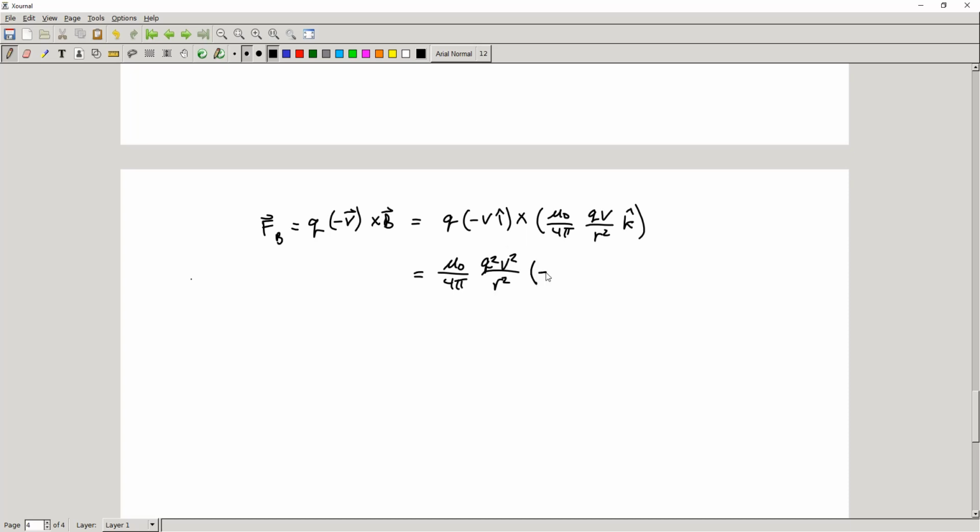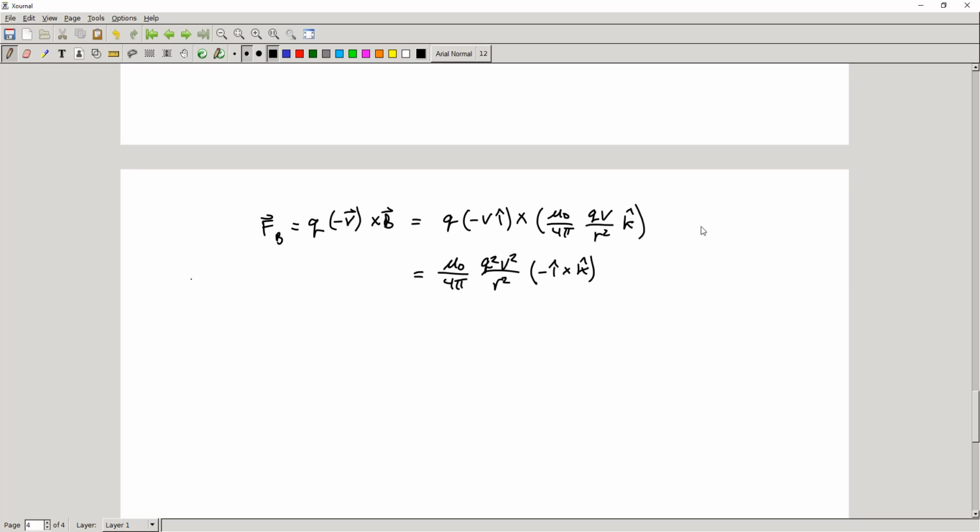What remains is a minus i hat cross k hat. Okay, and so we need to think about this a little bit. Different people have different ways of remembering how these cross products work here. The way I think about it is I just write down, let's say I needed to know what this cross product was. Either I would do this determinant thing that some people do. If you don't know what I'm talking about, don't worry about that.